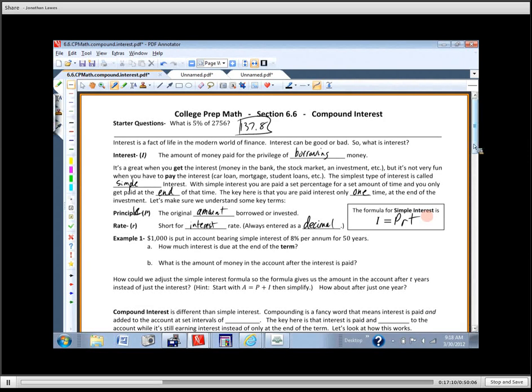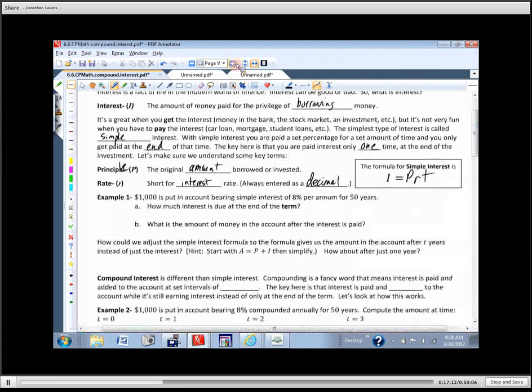So we're going to do an example here. We're going to put $1,000 in an account bearing simple interest, 8% per annum. What does per annum mean? Per year, annual interest for 50 years. Now, that's a long time. It's quite a bit of money at this point in your life. Okay, we're going to put it in there for 50 years. So you can't get this money out until you're 67-ish, right? Okay, so that's going to be a long time.